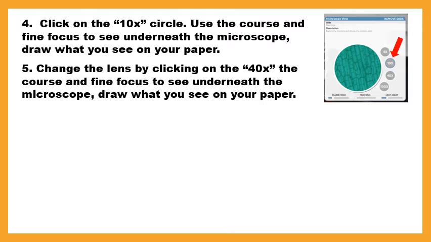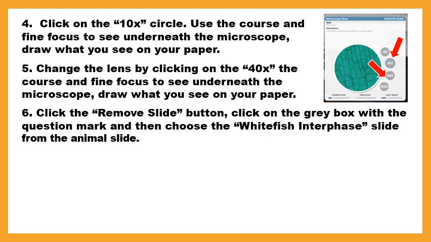When you're done with that, you're going to change the lens by clicking on the 40x. Again, use the coarse and fine focus to see underneath the microscope. And when you have it nice and crisp and clear, you're going to draw what you see on your paper in your second circle. Okay, so click the Remove Slide button, and then click on that gray box again with the question mark.